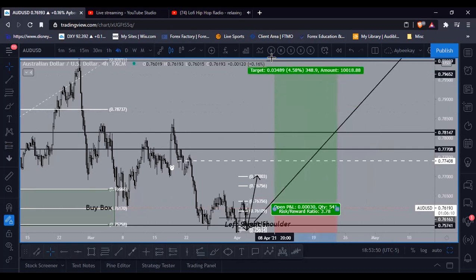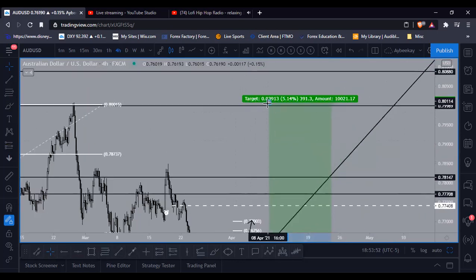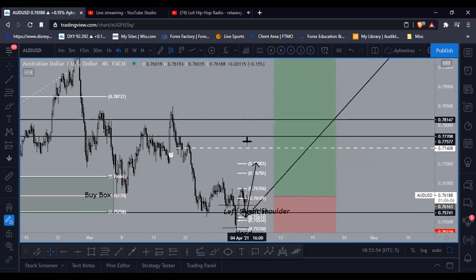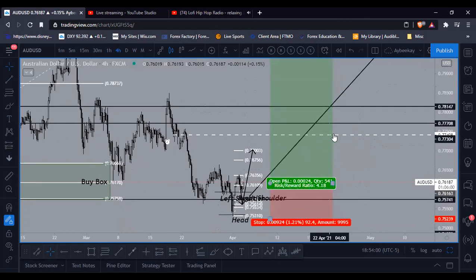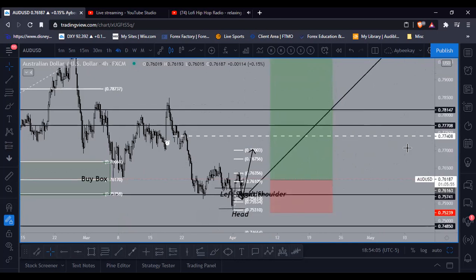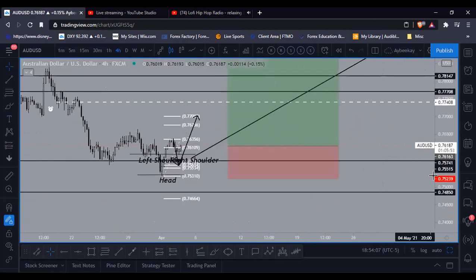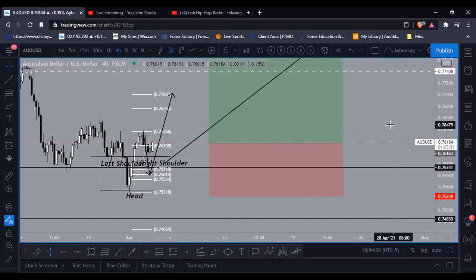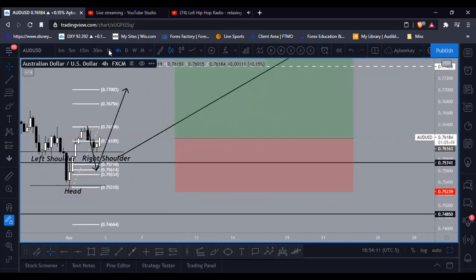I still expect AUD USD to push to the upside. It'd be kind of the same thing. If price comes up here, I'd be looking to maybe hedge it, because by then I'd be definitely 1-to-1 if price came up here. So this is basically what I'm looking at for AUD USD.